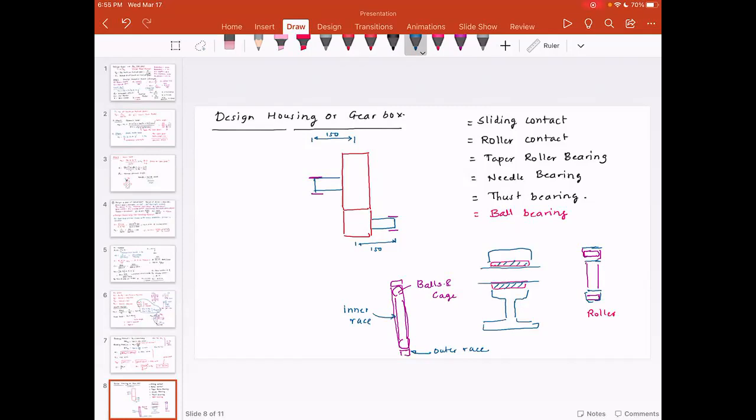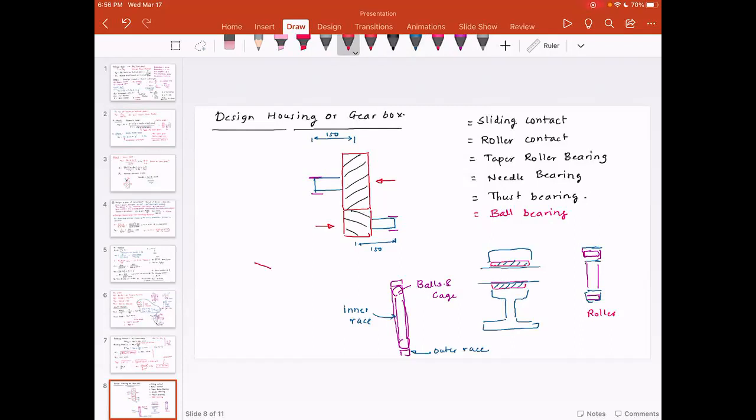However, in this particular case, I have to emphasize you are using a helical gear. Since we are using a helical gear, you are going to have an axial thrust. A simple ball bearing cannot take the axial thrust. So you need to use a combination bearing, or you have to use the ball bearing along with some sort of thrust bearing, or you can use a taper roller bearing.